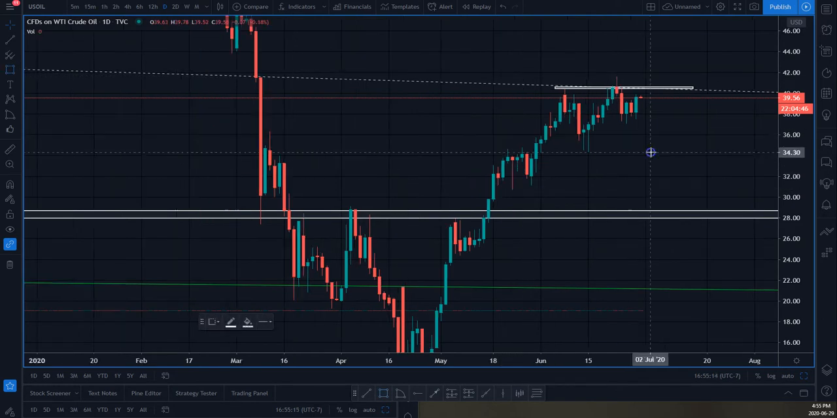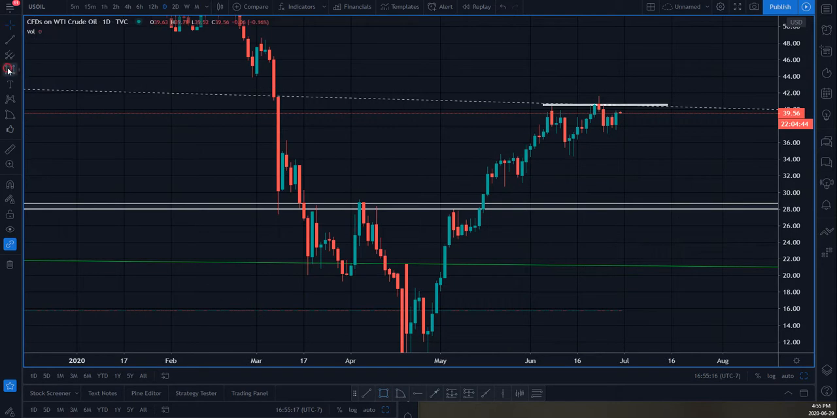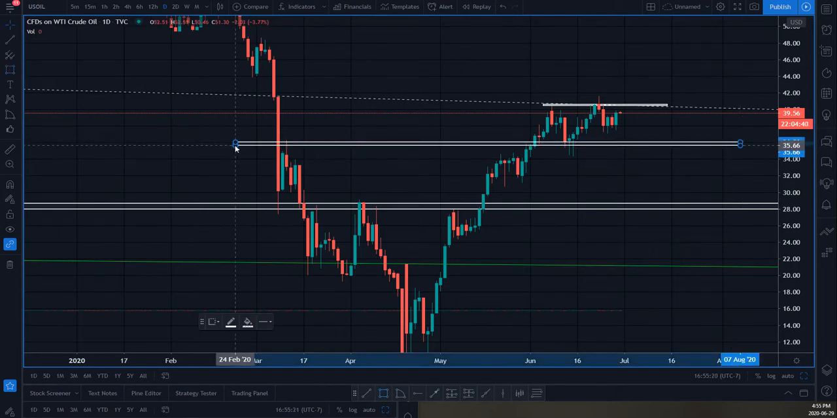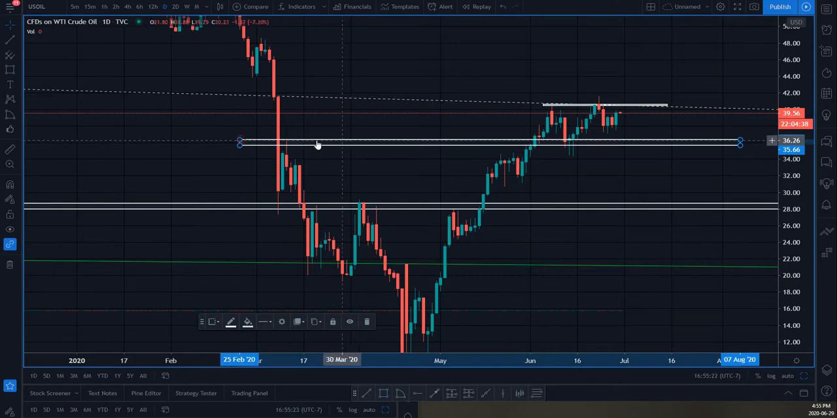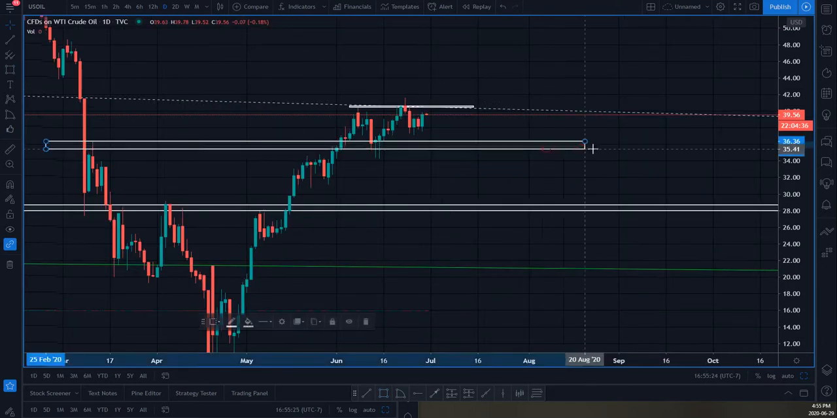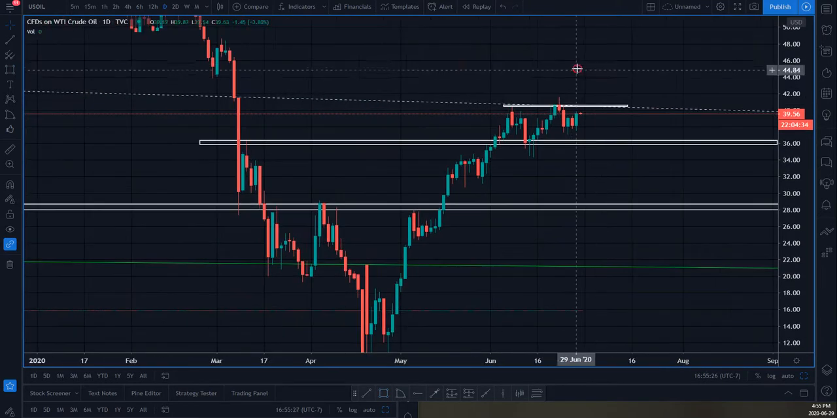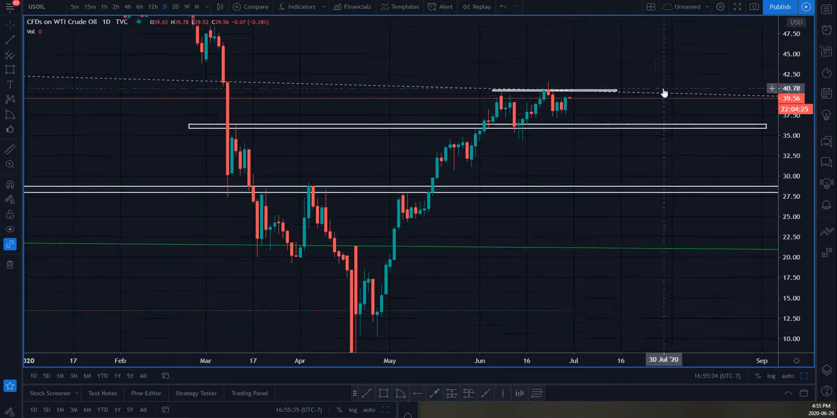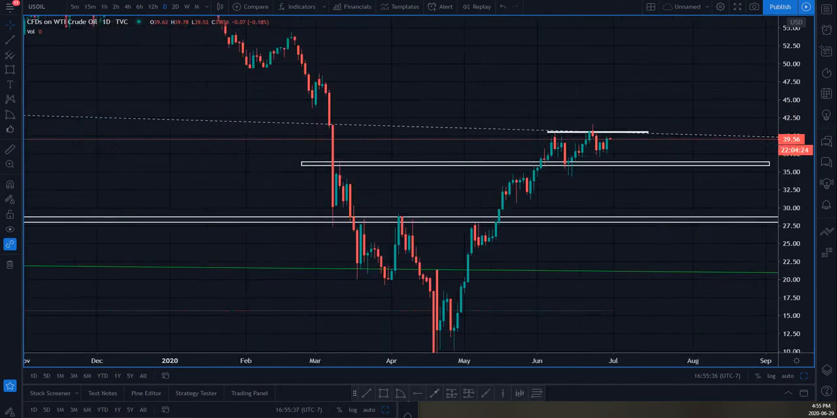So if we are looking at this as a potential double top again, the major breakout zone would be around $36, in line with the previous resistance right here. So that's going to be the major zone. We are currently range bound with the resistance at around $40, support around $36, and that's just on the daily chart. But we do not want to fight trend.